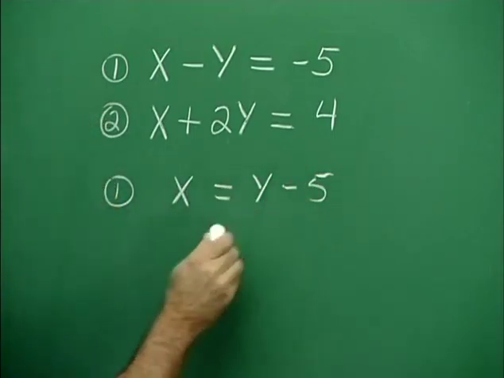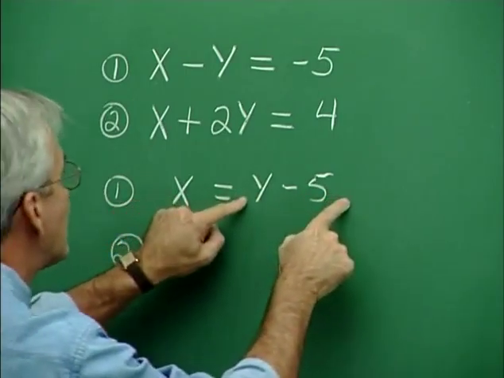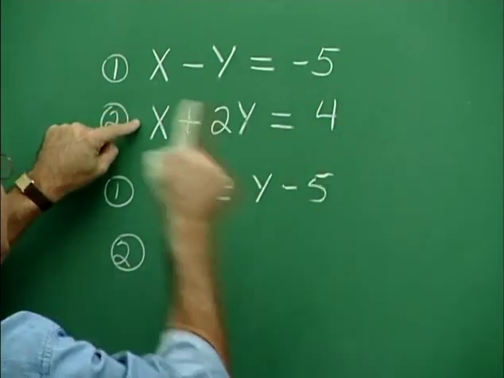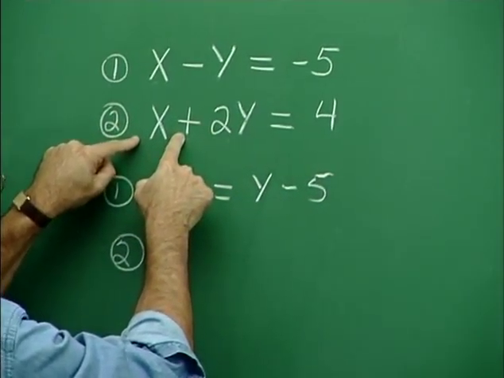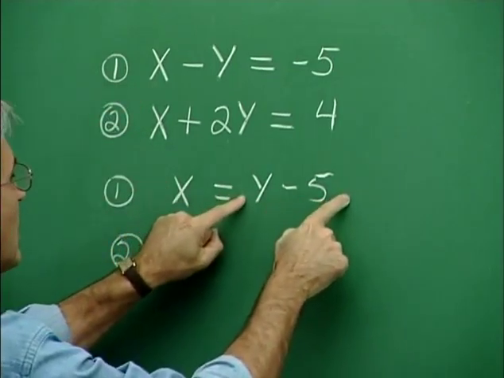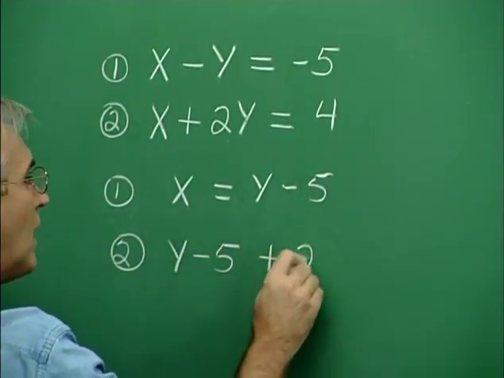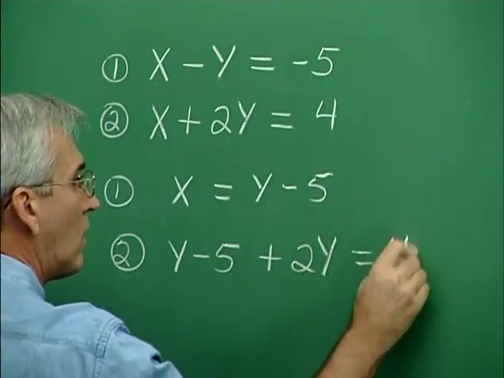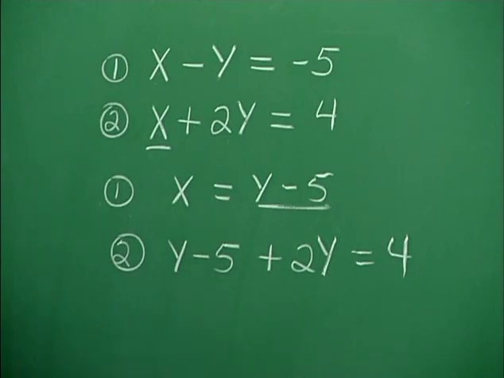Now we take this information and we put it into equation 2. So if x has this value, then in equation 2 we can replace that x with that expression. You see, that's what we're doing. So in equation 2, instead of writing x, I'll write y minus 5 and then plus 2y equals 4. You see, I've replaced this x with that expression, and now I have one equation in one unknown.